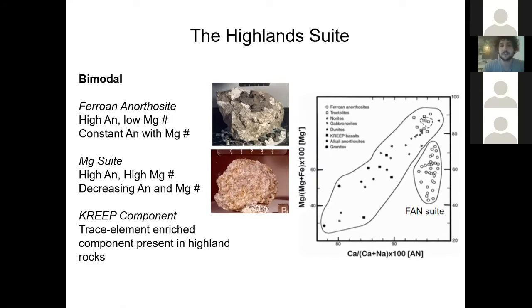magmatic differentiation. So this is a sample from the Mg suite, which is a troctolite, so olivine in green and plagioclase in white, 76535, which is known as the most beautiful sample to have been taken from the moon. The third component, it's not really a rock type, is known as KREEP, so potassium, rare earth element, and phosphorus. This is defined by its trace element composition, and it's sort of added as a spritz to the other lithologies that are present in the Highlands suite. And so we don't actually have samples of KREEP per se, but we know that it exists from its trace element signatures observed in other samples.